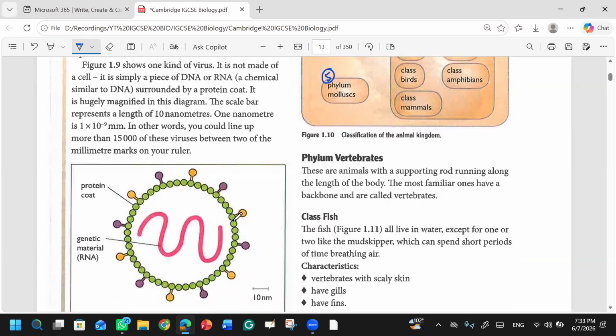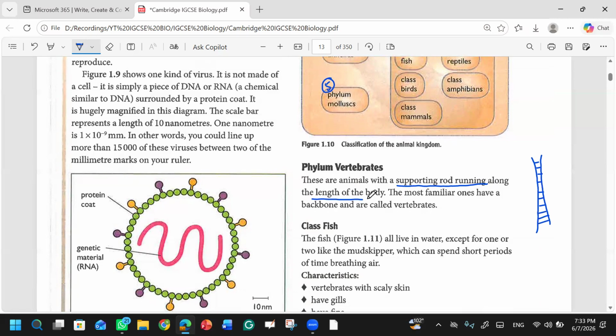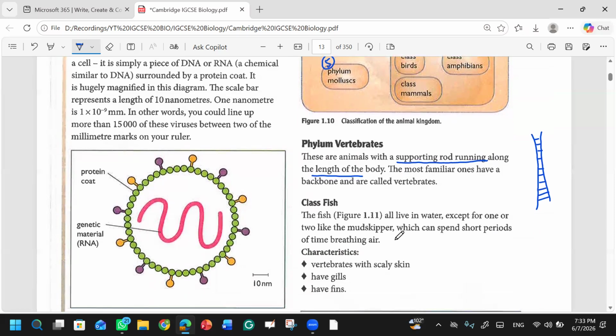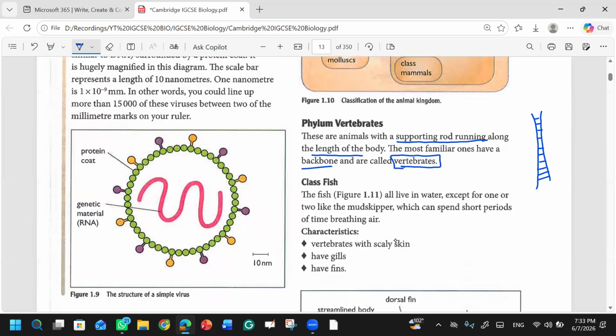Now, the phylum vertebrates are the animals with a supporting rod running along the length of the body. Just like in us, we have a vertebral column, right? So similarly, in the phylum vertebrates, organisms of all the classes will have a supporting rod running along the length of the body. The most familiar ones have a backbone and are called vertebrates. Different mammals have a backbone. Birds have a backbone. They are known as vertebrates.